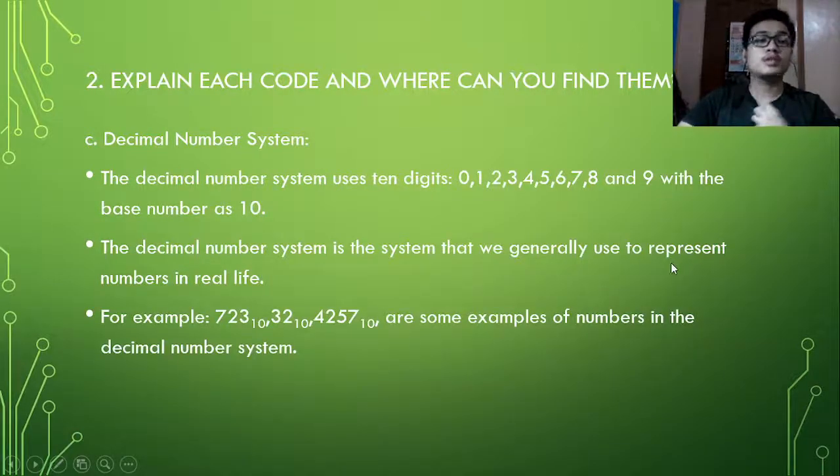Next, we have the decimal number system. The decimal number system uses 10 digits, 0 to 9, with a base number of 10. The decimal number system is a system that we generally use to represent numbers in our real world. So for example, 723, 32, and 4257. All of these have base 10 and are examples of numbers in the decimal number system.